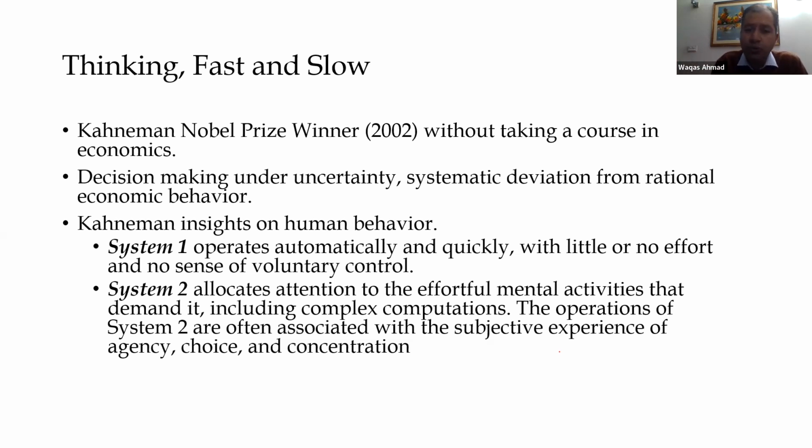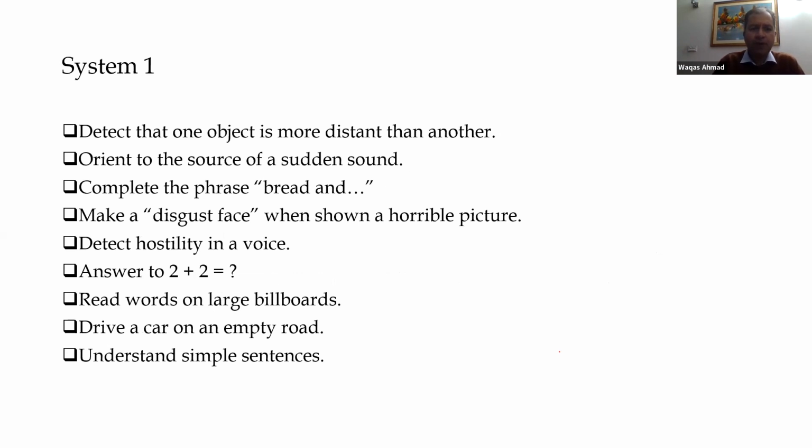What about System 2? System 2 is like effortful mental activities, which demand complex computation. So here it is thinking slow. If you want to do those kinds of activities, there you need to slow down and try to understand those things. So I'll give you an example that would make it clear what these systems are. So let's look at System 1.